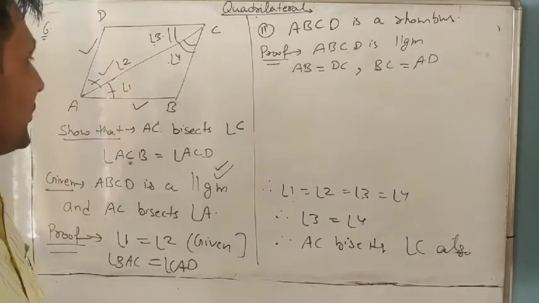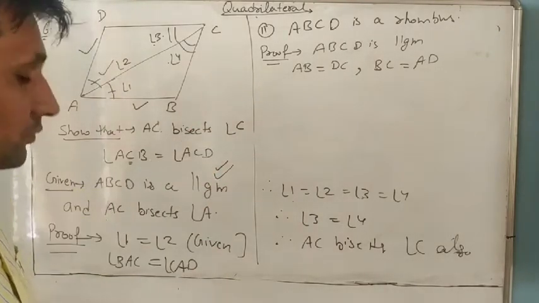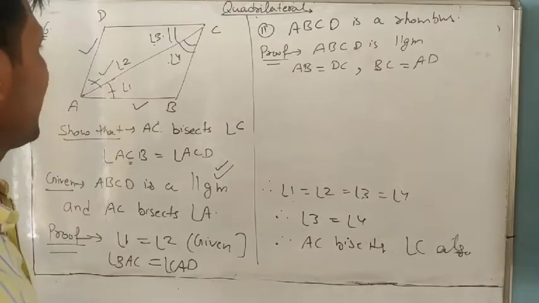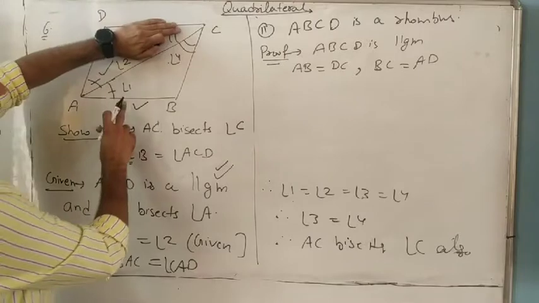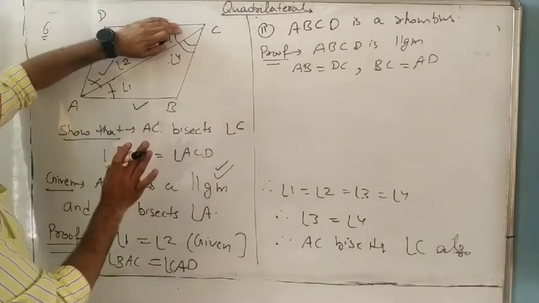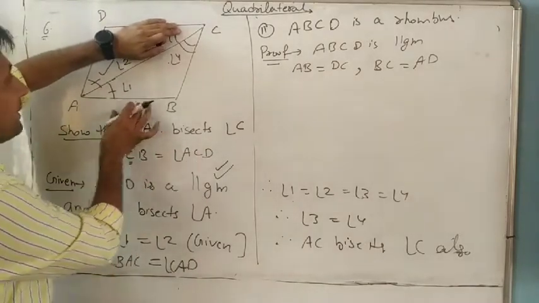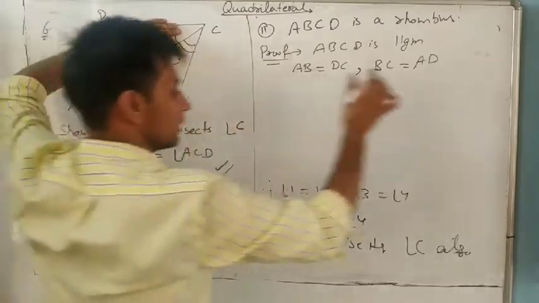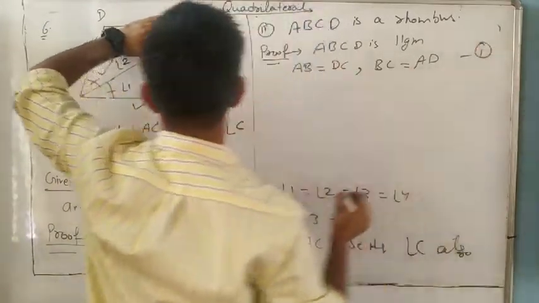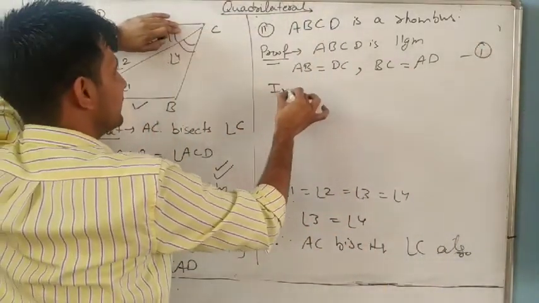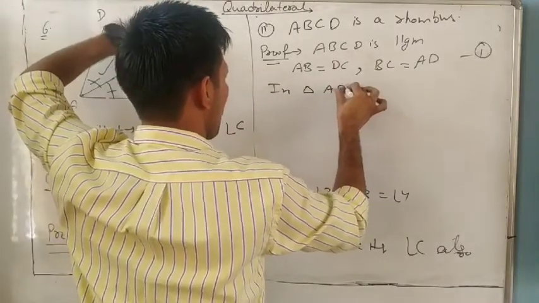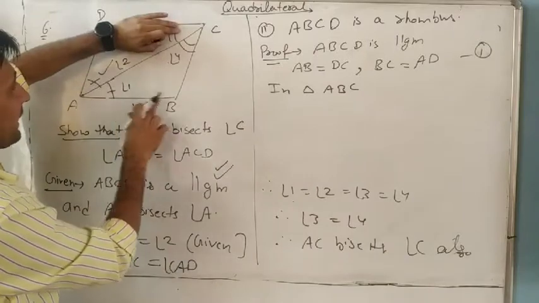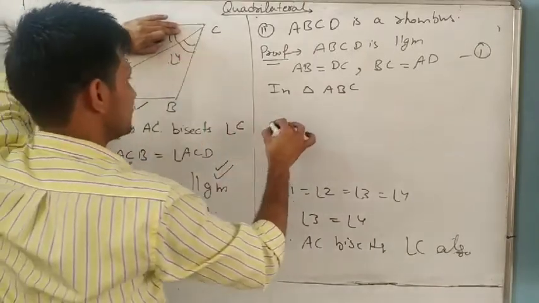Otherwise, you can do this by one more method. So tell me, if you want to prove that AB equals BC, because we want to prove that it is a rhombus. Rhombus means AB equals BC. You can write equation 1. To write in triangle ABC, I am taking only one triangle, ABC.